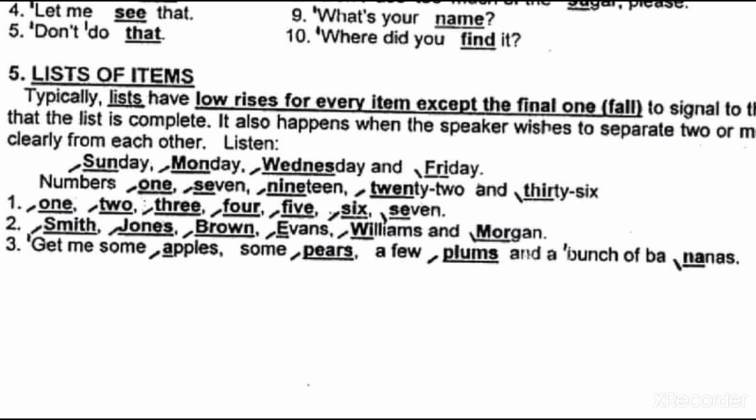The last example, number 3. Get me some apples, some pears, a few plums, and a bunch of bananas. So here, apples, pears, plums will have a low rise. However, the last element will have a low fall, which is bananas.